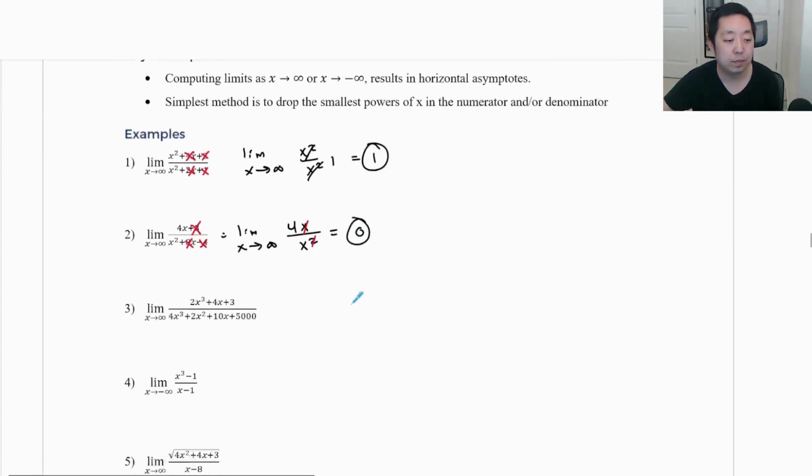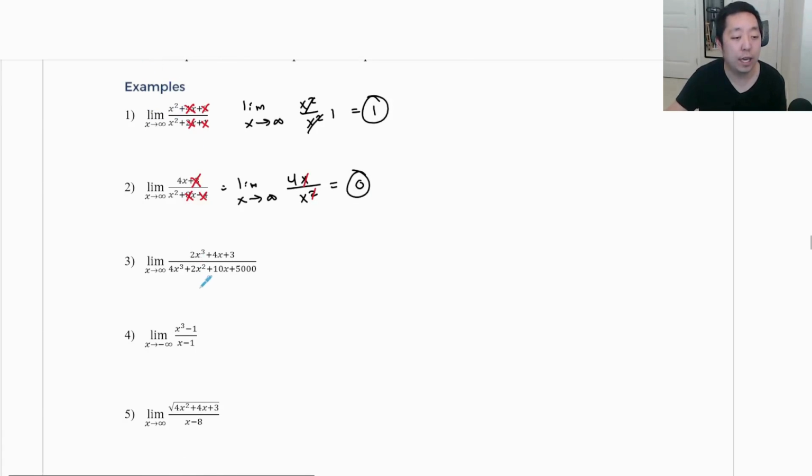Okay. How about this one? Again, I don't need to worry. The 2x cubed is going to be the biggest, and the 4x cubed is the biggest on the bottom, right? Because those will be much bigger. Again, this is only when you're doing infinity or negative infinity. It's not like you should do it other times. Then the x cubes cancel, and I just get 2 over 4, which is 1/2.